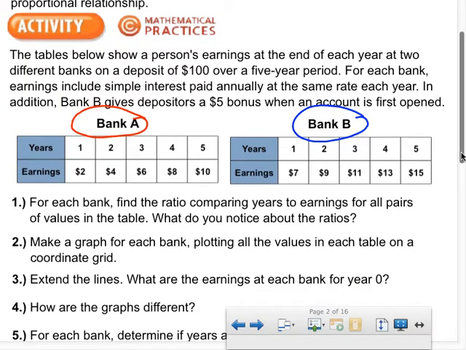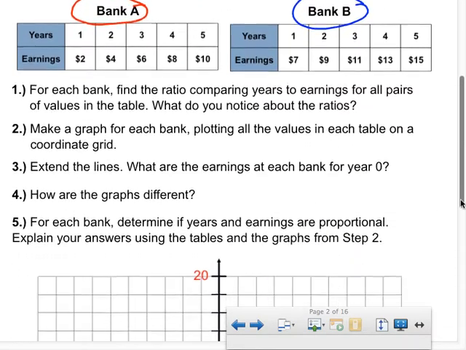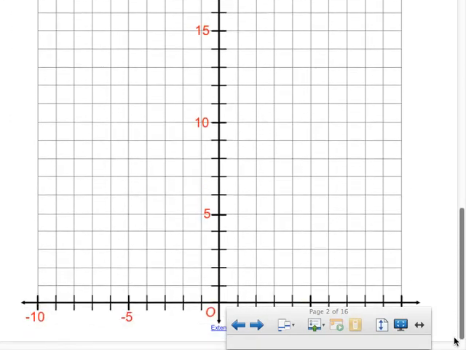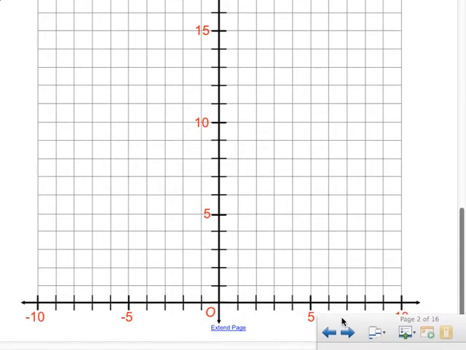Bank A, the first point is in 1 year you earn $2. So here we got my graph. In 1 year, I earned $2. Okay. And then how many did I earn in 2 years? $4. Yep. And then how many did I earn in 3 years? $6. And then in 4 years? $8. And in 5 years? $10. Okay. That was Bank A.